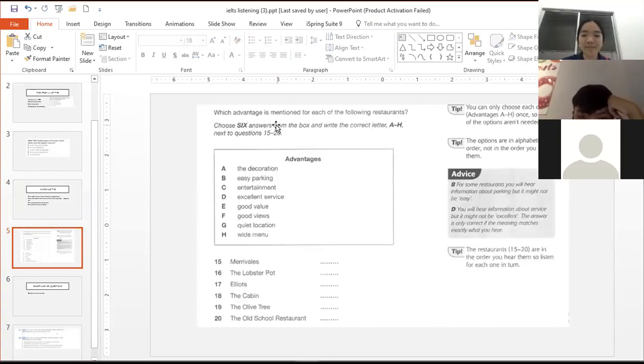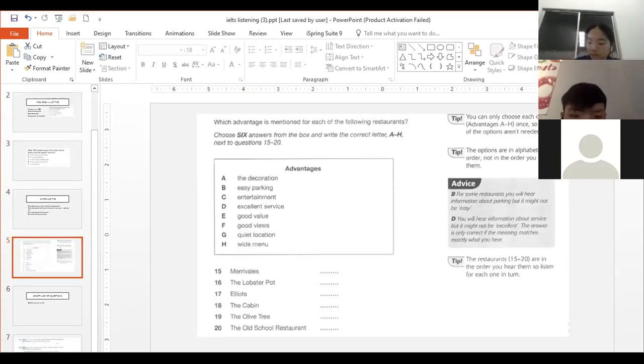So what is the question that they want you to do in this question? Choose 6 answers from the block and write the correct letter. And the question was? Which advantages mentioned for each of the following restaurants? Okay, so they want you to listen for the advantages of each of the restaurants. And in this question format, you can use only one letter for one time, unlike earlier. Okay, look at the questions, and I will go to get our MP3 ready.